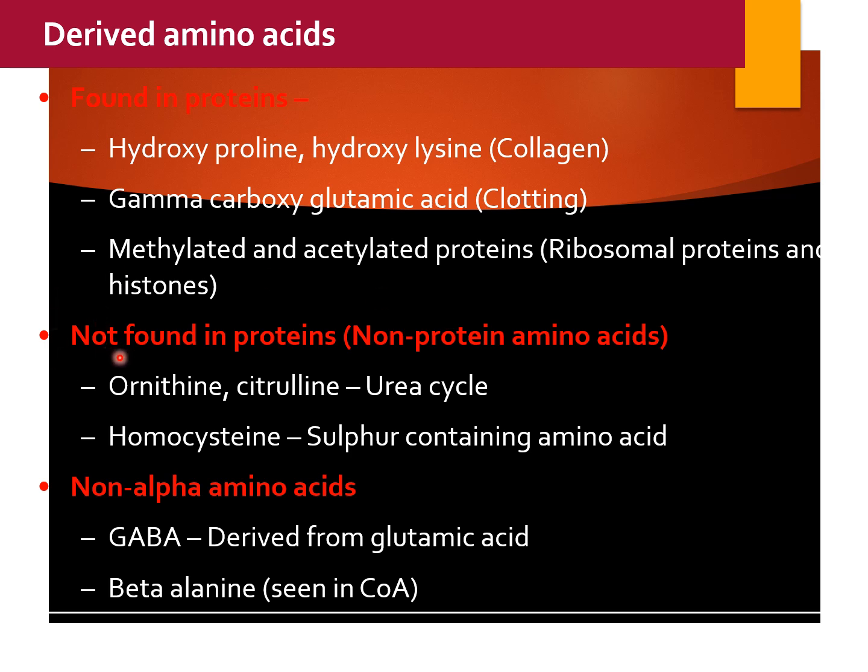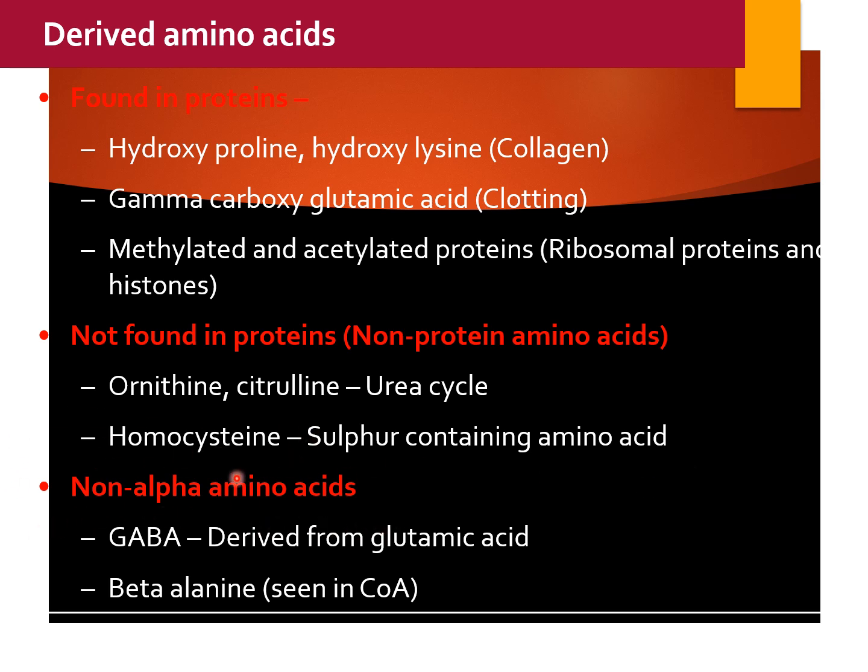Now the amino acids not found in protein. So these are ornithine, independently existing. Ornithine and citrulline are important intermediates of the urea cycle. Then homocysteine, it is a sulfur containing amino acid, very clinically important in cardiac disorder.